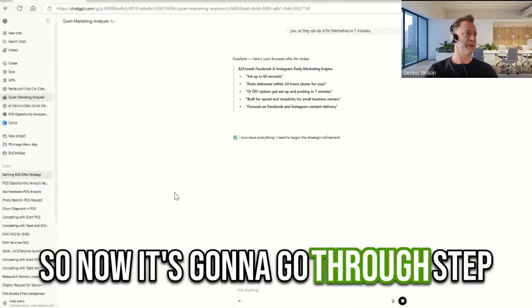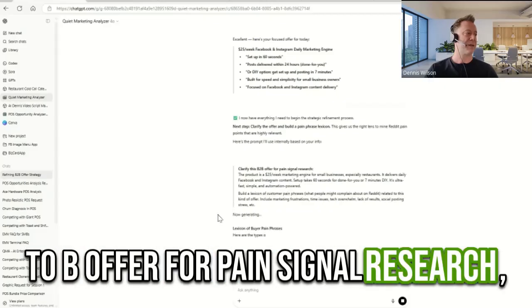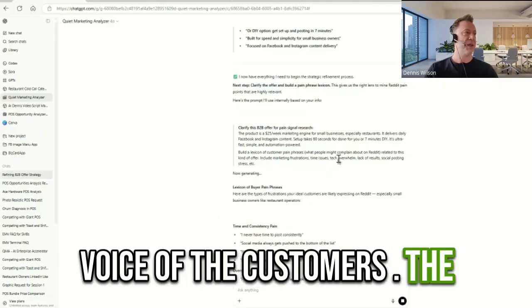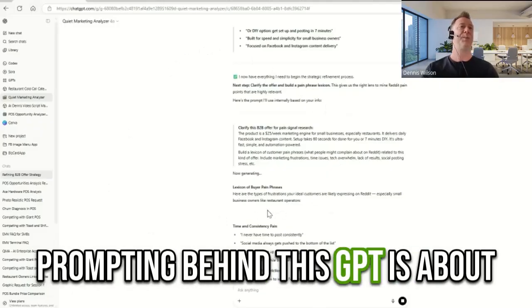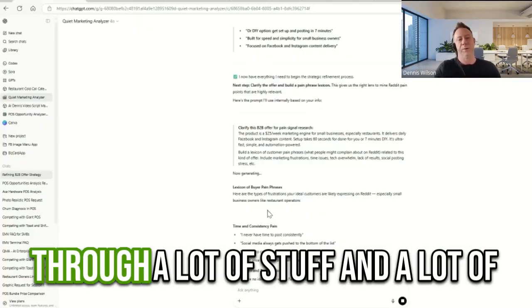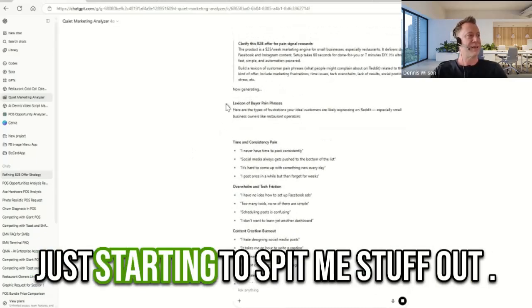Oh, now it's going to go through step 1. So it's going to clarify the B2B offer for pain signal research, goes off to Reddit to find the actual voice of the customers. The prompting behind this GPT is about 19 pages long. So it's going through a lot of stuff and a lot of steps in the background. And it's just starting to spit me stuff out.